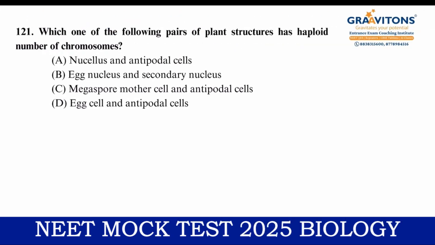The next question, which one of the following pairs of plant structures has haploid number of chromosomes? So nucellus is 2n, antipodals of course it is n, egg nucleus can be n, but secondary nucleus is n plus n, so it is 2n, which is formed by the fusion of polar nuclei. And megaspore mother cell again is 2n, antipodals will be n each, so answer should be egg cell, which is n, and antipodal also n. Answer is option D for this question.